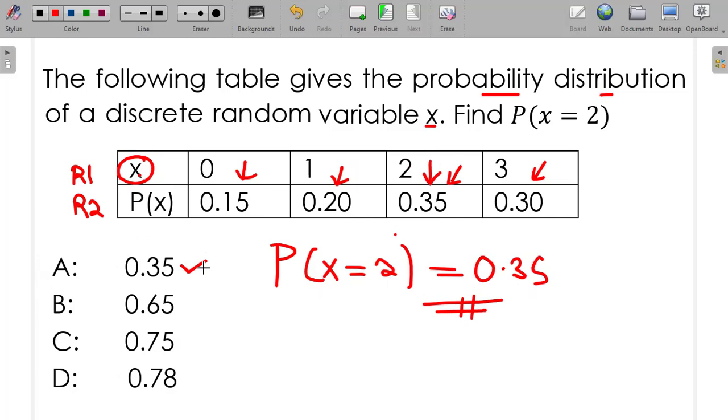So you can see how simple this question is. This is one of the easiest questions in the exam. Make sure you do not lose marks on such questions.